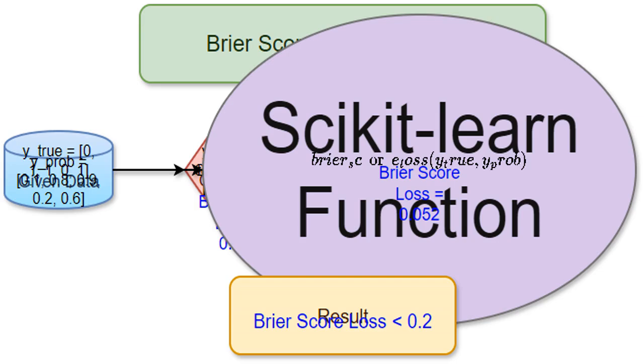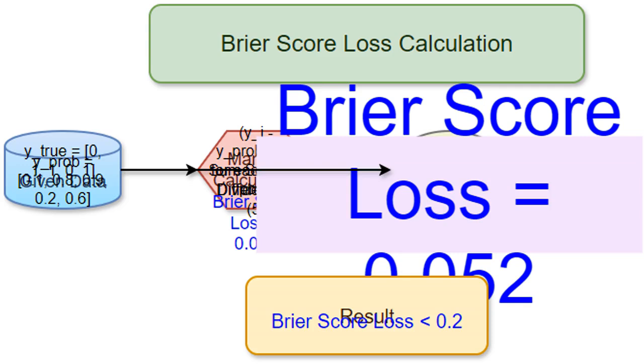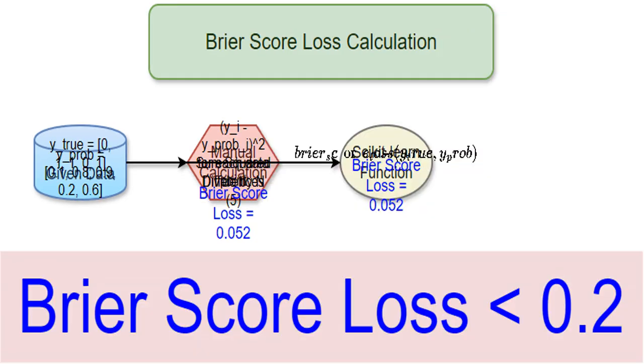I use the brier_score_loss function from the scikit-learn library, a popular machine learning library in Python, for a more efficient and reliable calculation. This avoids manual calculations, which are more prone to errors. This is how I call the function, passing the true labels and predicted probabilities as arguments. The function returns the same Brier score as my manual calculation, confirming the result. Good job, Vamsi. The Brier score, 0.052, is indeed less than 0.2, indicating relatively good model performance.